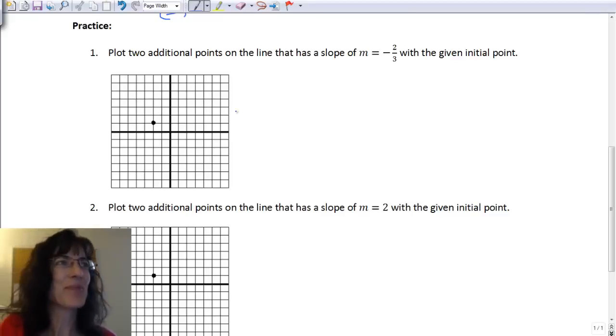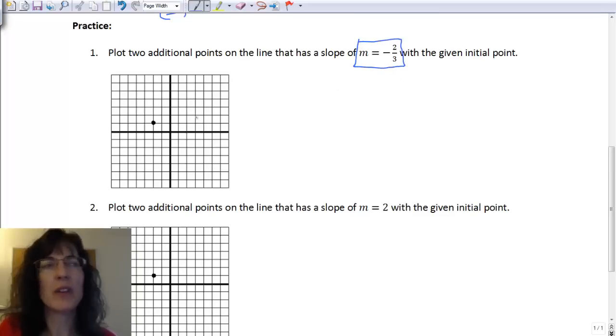Number 1. Plot 2 additional points on the line that has a slope of m equals -2/3 with the given initial point.